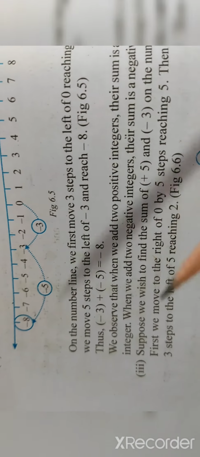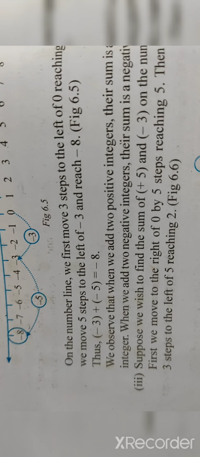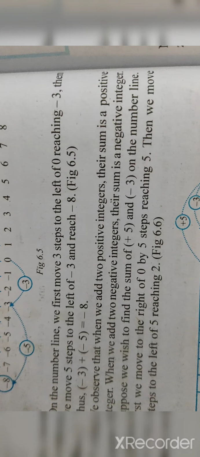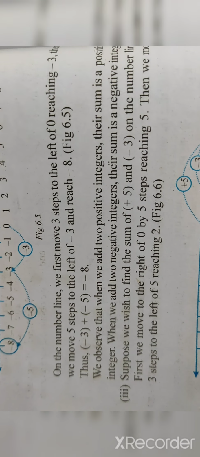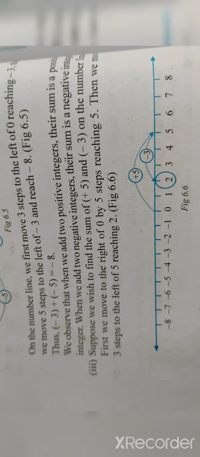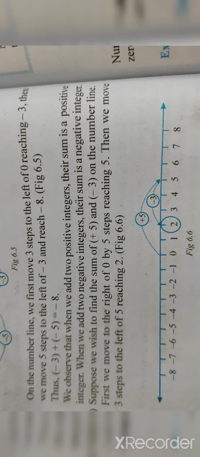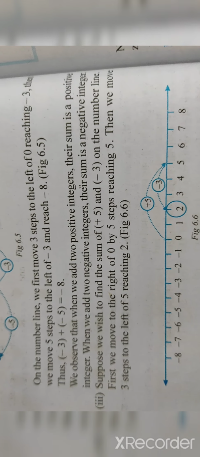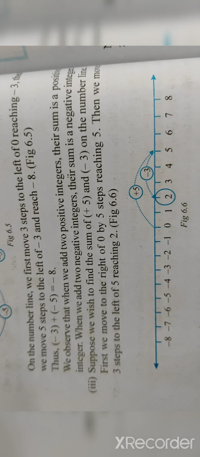On the number line, we first move 3 steps to the left of 0, reaching minus 3. Then we move 5 steps to the left of minus 3 and reach minus 8. So the answer is minus 3 plus minus 5 is equal to minus 8. We observe that when we add two positive integers, their sum is a positive integer. And when we add two negative integers, their sum is a negative integer.